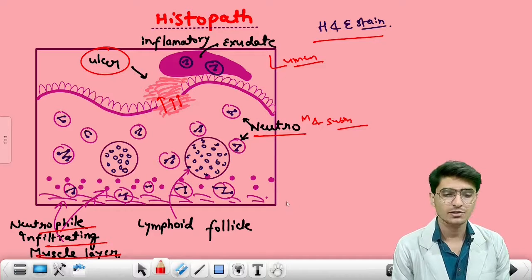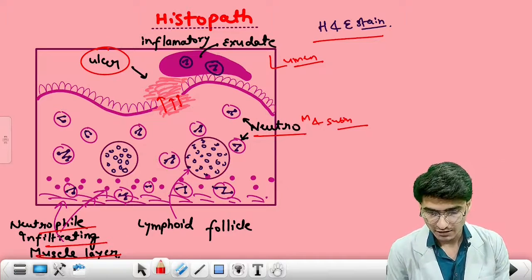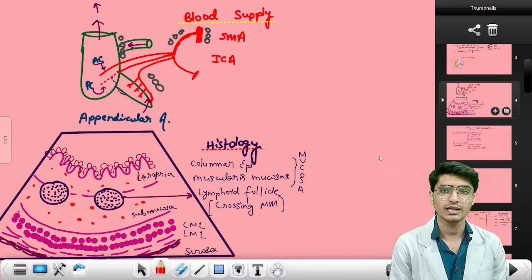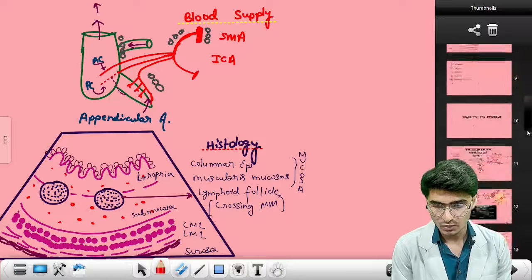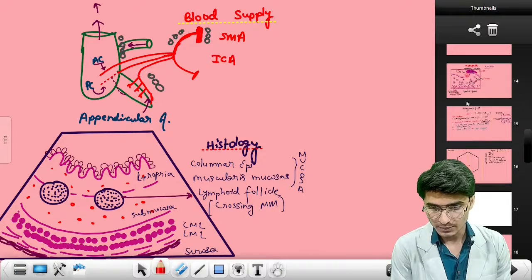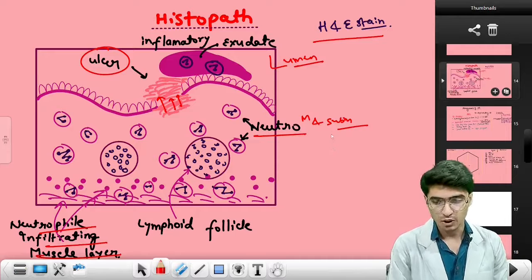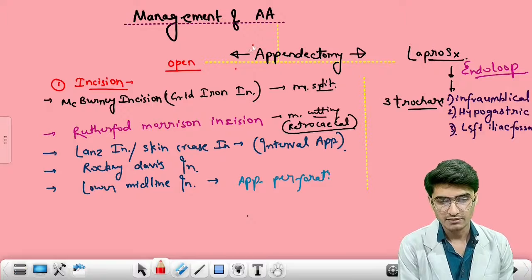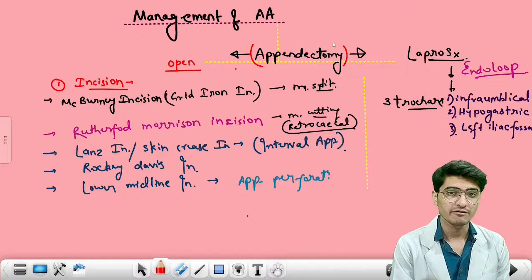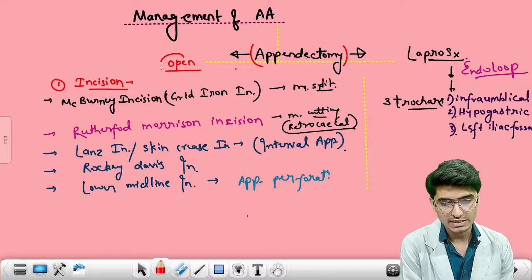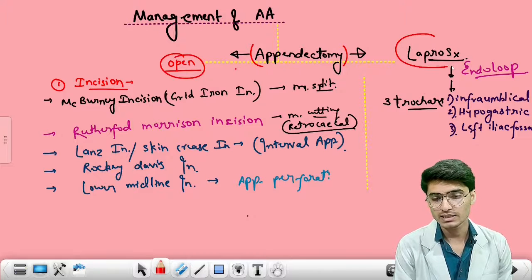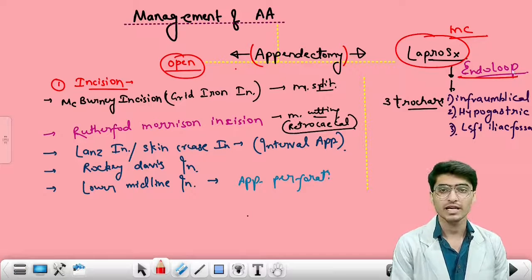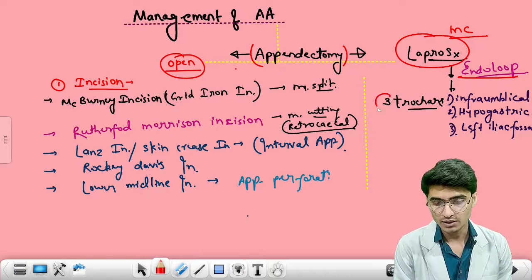Okay, so this is it with respect to the histopathological portion, and we can compare it with the normal histology, right? This is the histology of the appendix here. Now we will go for the management of acute appendicitis, and this is the appendectomy, and we have two types of that. Number one is the open approach, another one is the laparoscopic one, and this is more common, and this is done with the help of the antiloop, and we can use 3 trocars.